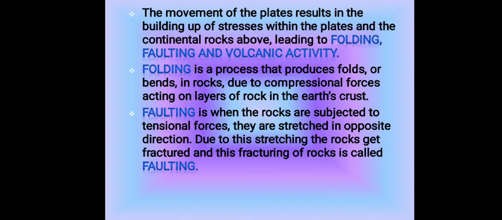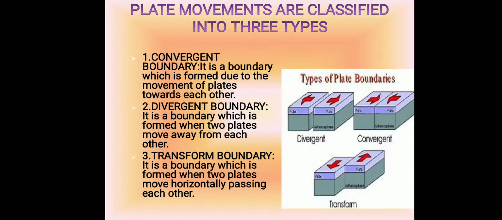Now, plate movements. Plate movements are classified into 3 types, as you can see in the picture: convergent, divergent and transform. In a convergent boundary, the plates move towards each other, as you can see in the picture also. In a divergent boundary, 2 plates move away from each other, and in a transform boundary, 2 plates move horizontally passing each other. I will again explain this picture.